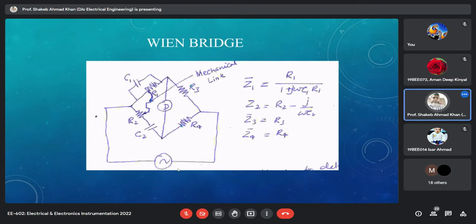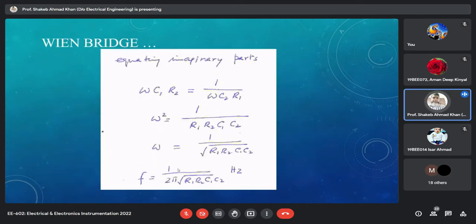So in that case, we will prefer those bridges whose balance equations are independent of frequency. In this case we'll discuss certain issues.